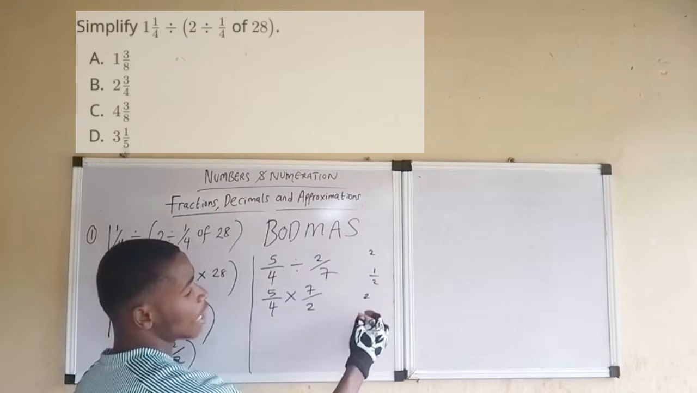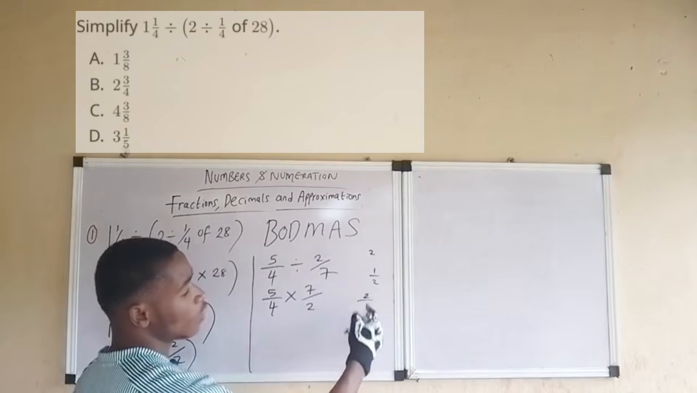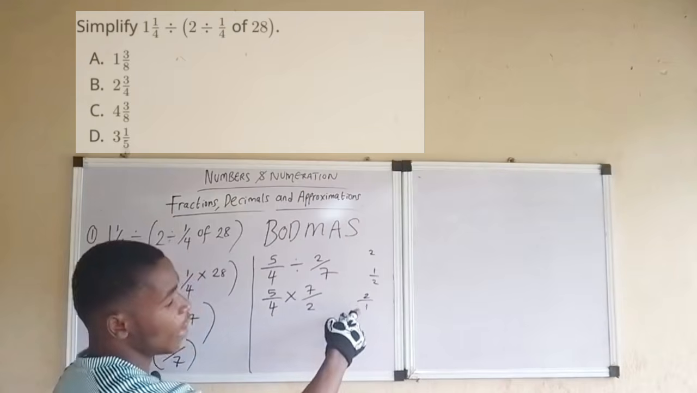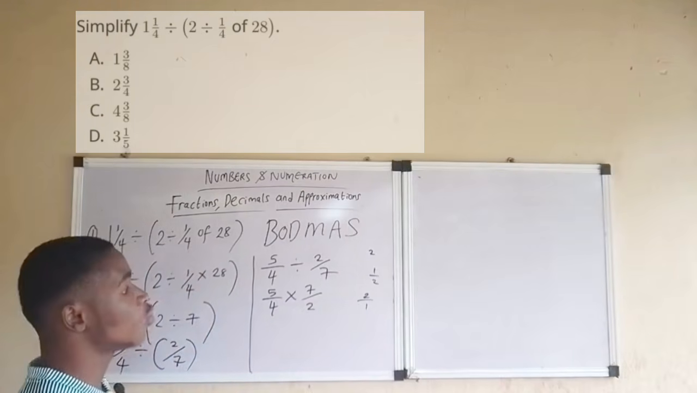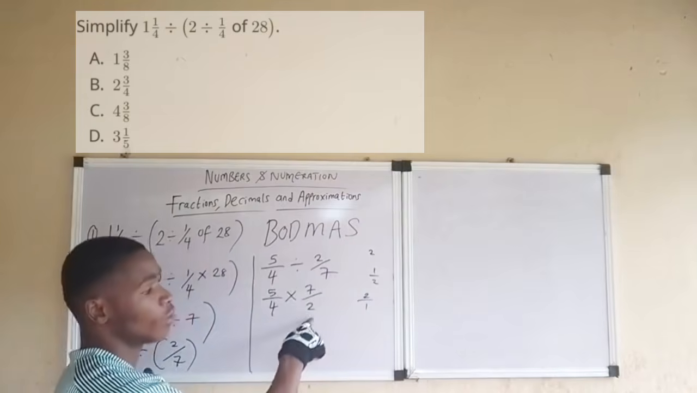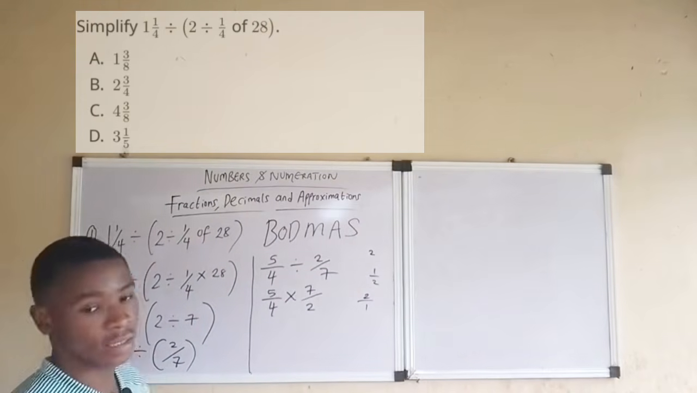2 on its own can be written in a fraction form of 2 over 1. 2 over 1 is the same as 2. But then when you want to get the reciprocal, you take the 1 up, you bring the 2 down. So if you have a whole number, just write 1 over that whole number. Take note of that. All right?